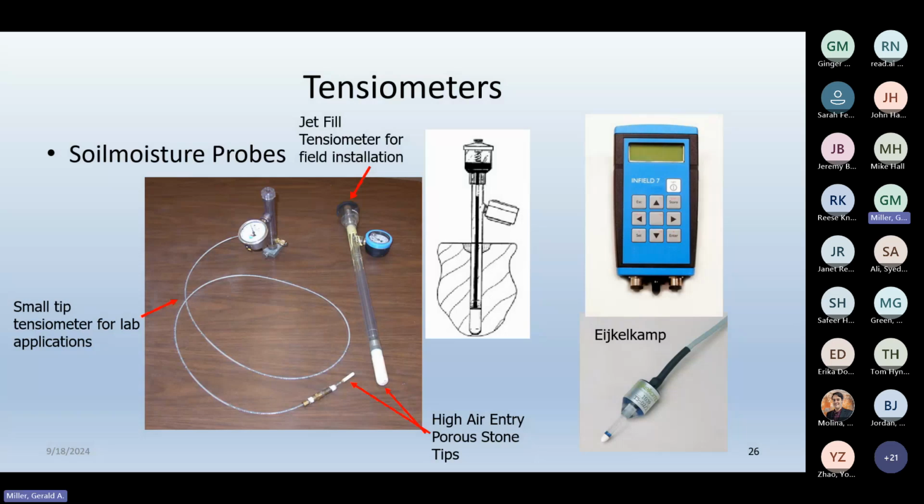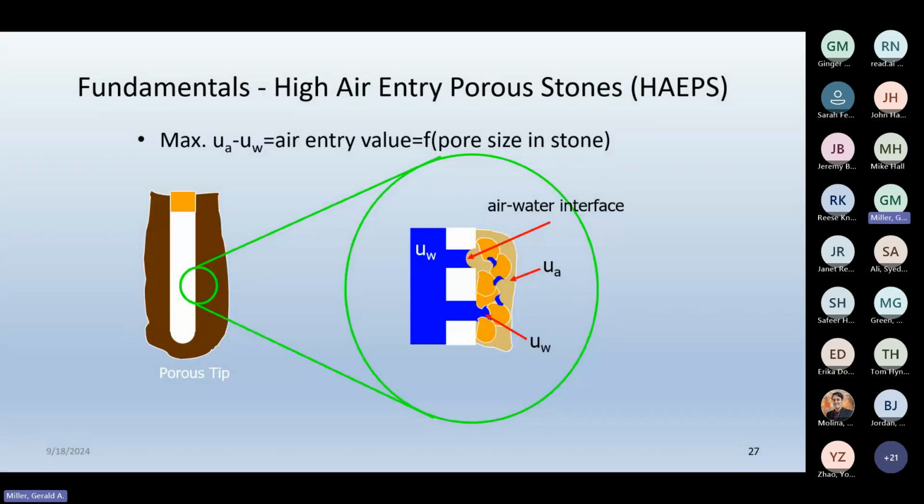Okay, so how does that high air entry porous stone work? Well, if we were to cut away a little piece of the porous stone, obviously that's an idealized sketch. You have water on the inside of the tensiometer. You have water in the soil, and you're trying to measure this negative water pressure in the soil. And for this device, we're assuming that the pore air pressure in the soil is 0, which is atmospheric, and that makes sense, right? It shouldn't be elevated under atmospheric conditions.